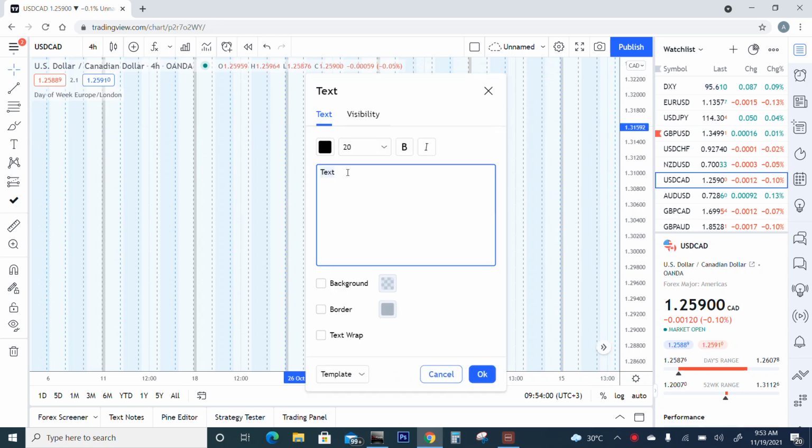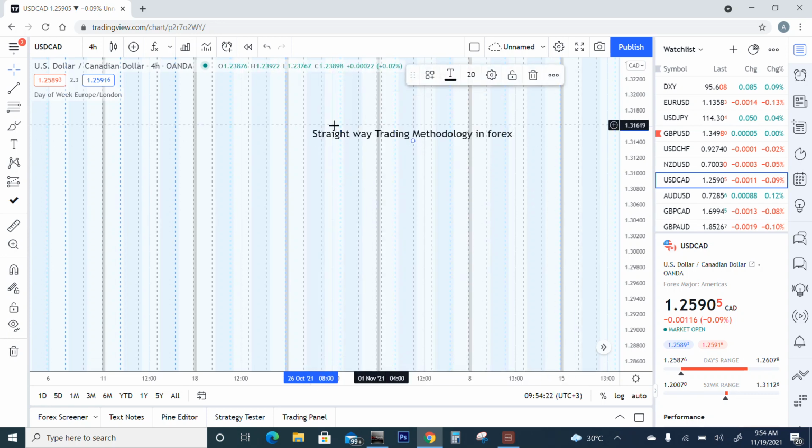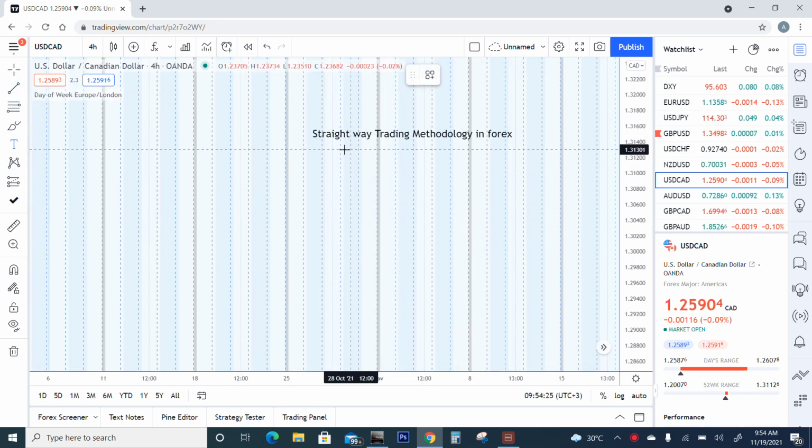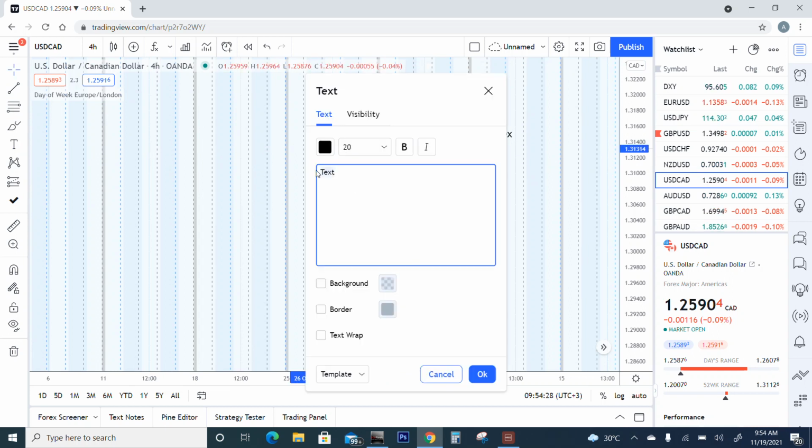So here we're going to learn a quick, straightforward trading in forex. Methodology in forex. Okay. The strategy is called FTM. It's an abbreviation of follow the money.